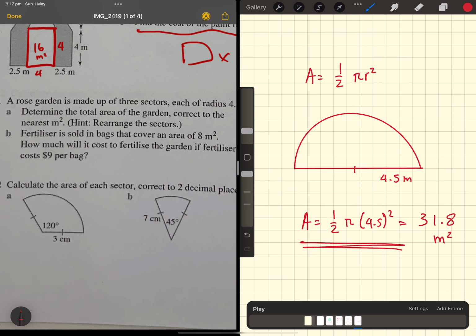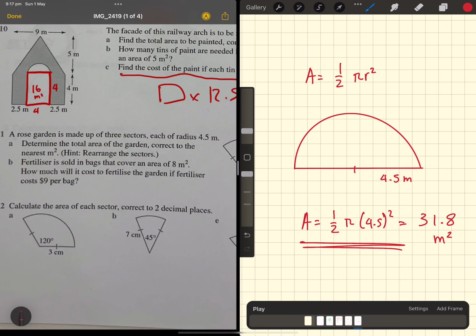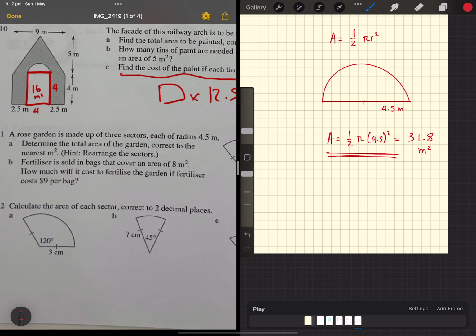Now, fertilizer is sold in bags that cover 8 meters squared. So it says, how much will it cost to fertilize the garden if fertilizer costs $9 a bag? So we need to know how many bags of fertilizer to cover all of this. So we take 31.8 divided by 8. How many 8s will go into 31? 3 times 8 is equal to 24. It will cover 24 meters squared. 4 times 8 equals 32 meters squared. So we can't use 3 bags. We need at least 4 bags.